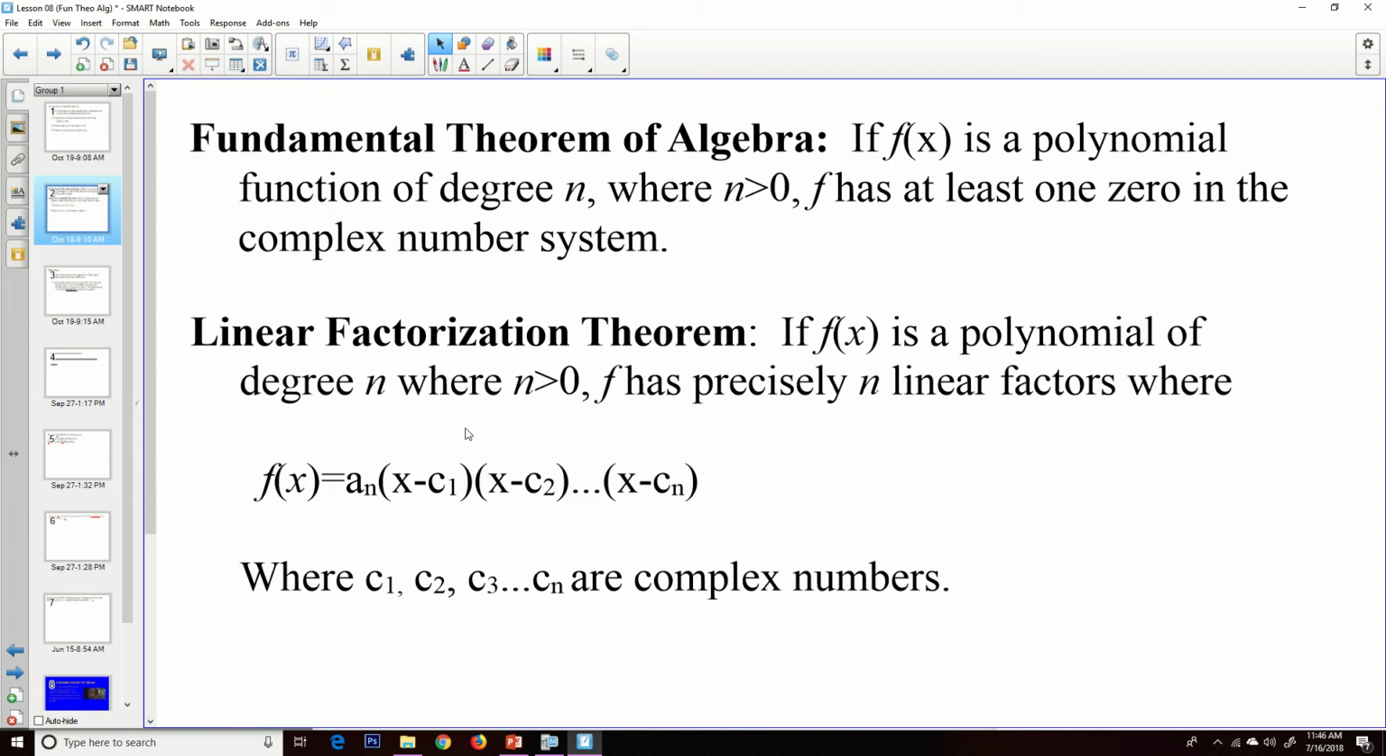So the linear factorization theorem says that if you have a fourth degree polynomial, you can come up with 4 linear factors in the complex number system. Now, some of them may be completely real numbers, some of them may be completely imaginary numbers, and some of them may be a full complex number.